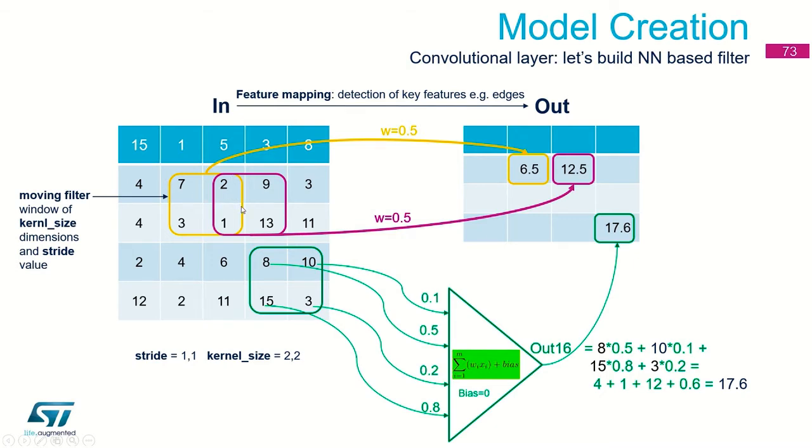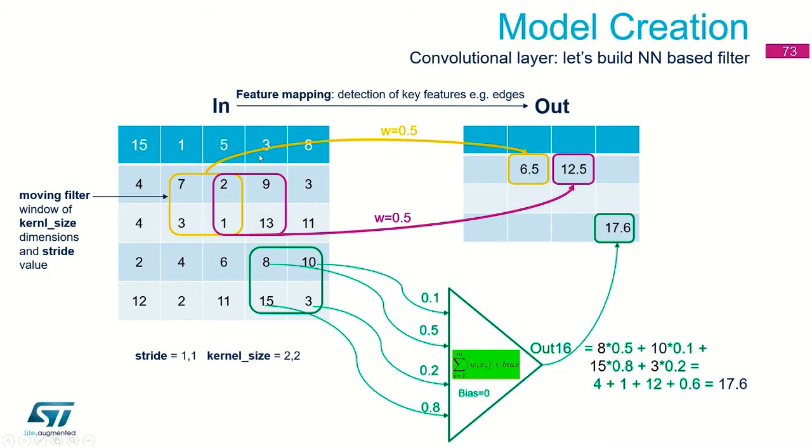And what is the operation behind it? Let's consider this green area. We need to take the input value multiplied by the weight of the corresponding neuron input. So 8 multiplied by 0.5, 10 multiplied by 0.1, 3 multiplied by 0.2, 15 multiplied by 0.8. Then sum, accumulate all the values, and as a result, we have 17.6.